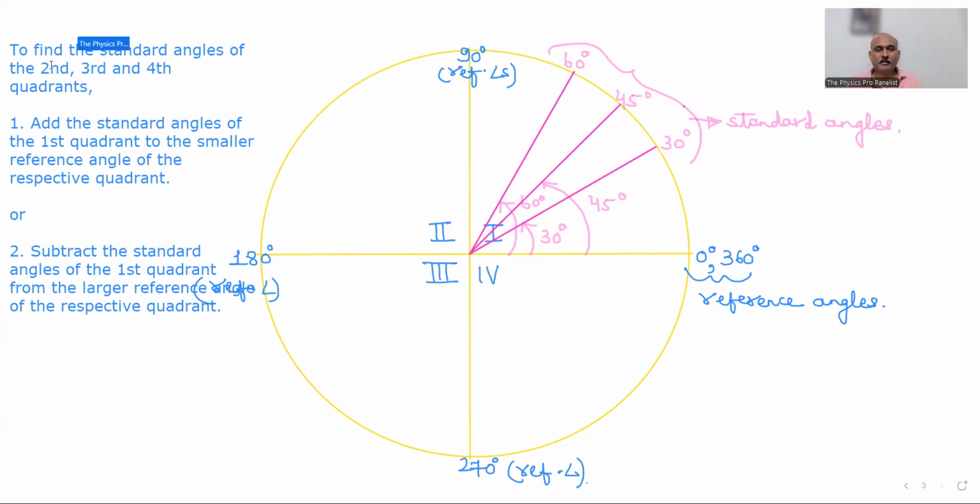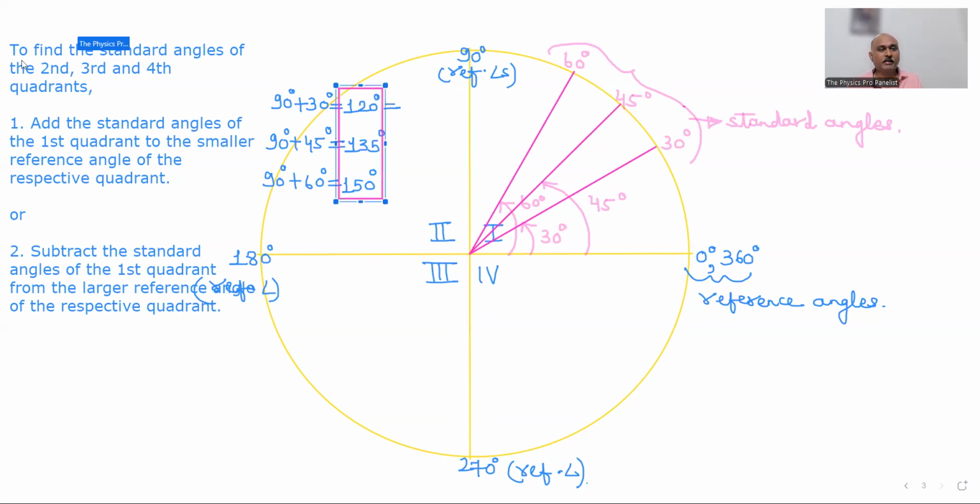90 and 180. Very good. So which one of them is the smaller reference angle? 90 degrees, right? All of you, please pay attention. We will do the same exercise for second, third and fourth also. So what I'm doing here is I'm just adding the standard angles of the first quadrant to 90 degrees. So 90 plus 30, 90 plus 45, 90 plus 60. The values I get are 120 degrees, 135 degrees, and 150 degrees. So these are the standard angles for the second quadrant.